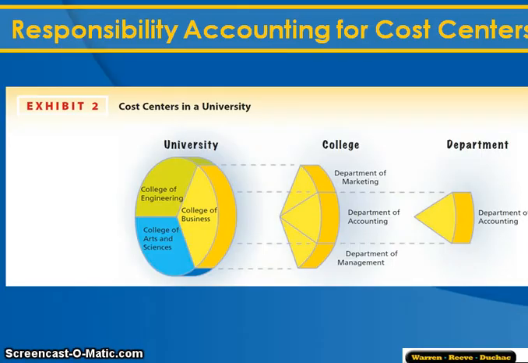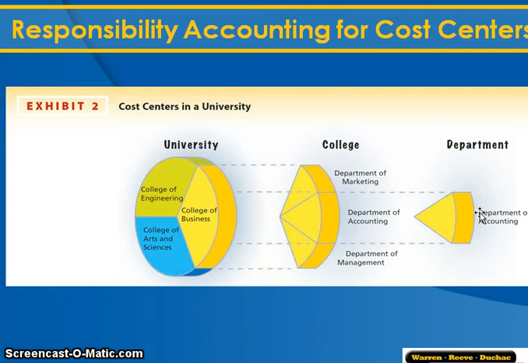Just to look quickly at the cost centers that the book gives as your example: cost centers in a university. So they're saying a university has 3 colleges here: College of Business, Engineering, Arts and Sciences. Within there you could look deeper at the marketing department, the accounting department, and the management department. And if you really want to look at accounting, you'd be looking at accounting. So the point is that you can drill down on the cost centers.